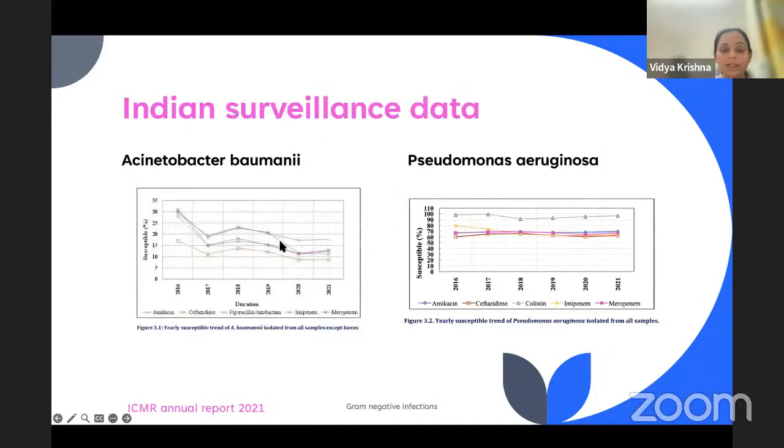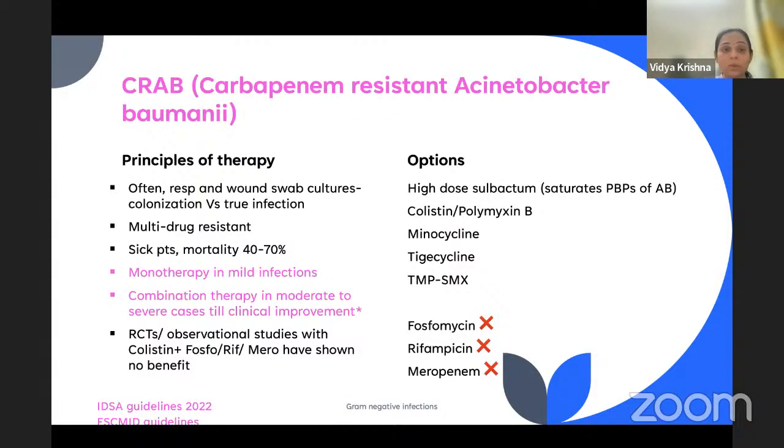So in Indian data, again, Acinetobacter baumannii has very high resistance. Okay, so universally high resistance. So it seems to be coming down, still it's high. Whereas Pseudomonas aeruginosa is usually a steady level of resistance. Okay, so drug resistant Pseudomonas is not a very big problem in India in most units. Okay, some units really do have a problem, but not mostly.